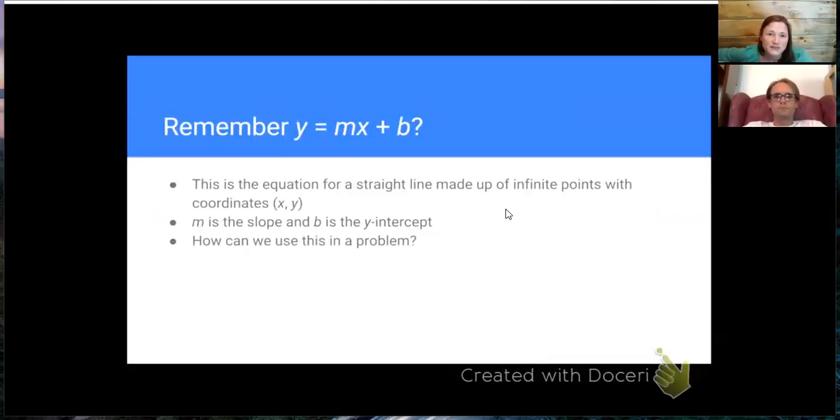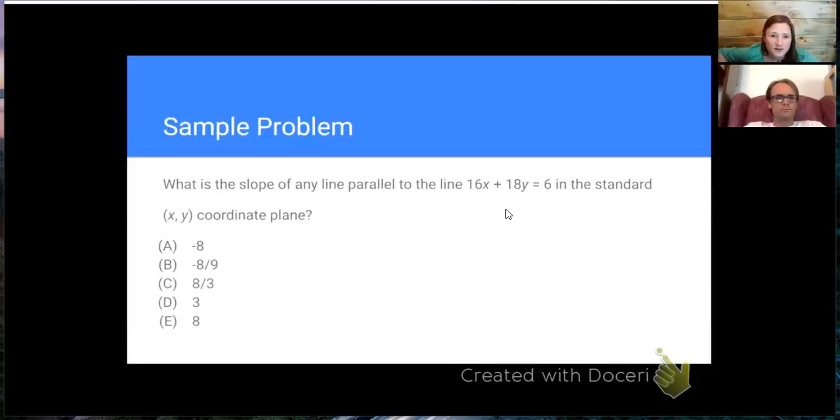To solve the problem today, you're going to need to remember y equals mx plus b. So you need to know m is the slope and b is the y-intercept. So let's see how to solve this in a problem. Here's our sample problem. What is the slope of any line parallel to the line 16x plus 18y equals 6 in the standard xy coordinate plane? Let's give it a try.